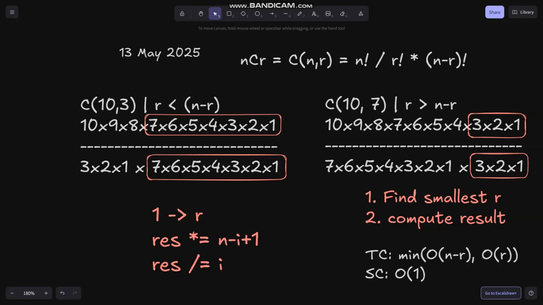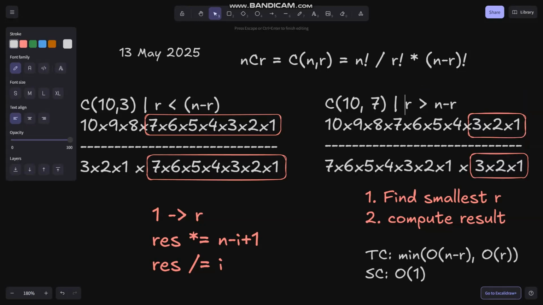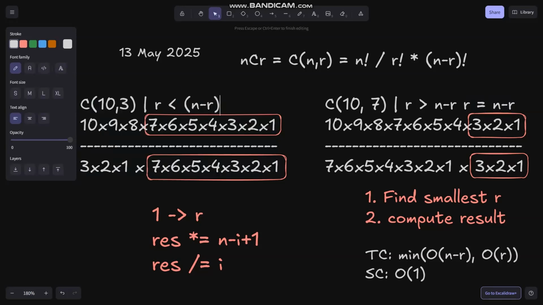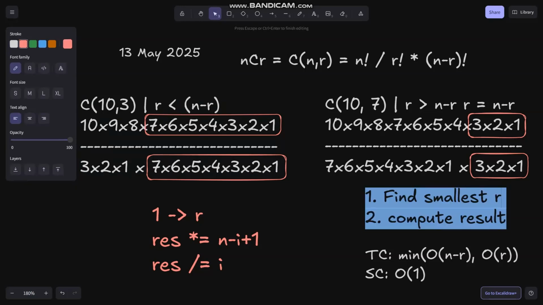So how do we omit this? By this condition: if the value of r, this 7, is greater than n minus r, which is 3 here, then whenever this condition occurs, we are going to update our r with n minus r. So our new r will become 3 again, 10 minus 7 is 3. So we will end up doing the exact same thing that we did here. So that is the approach.